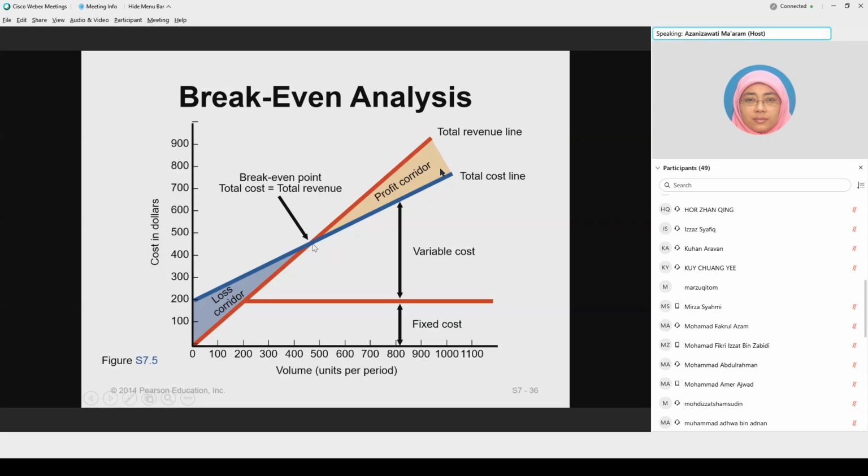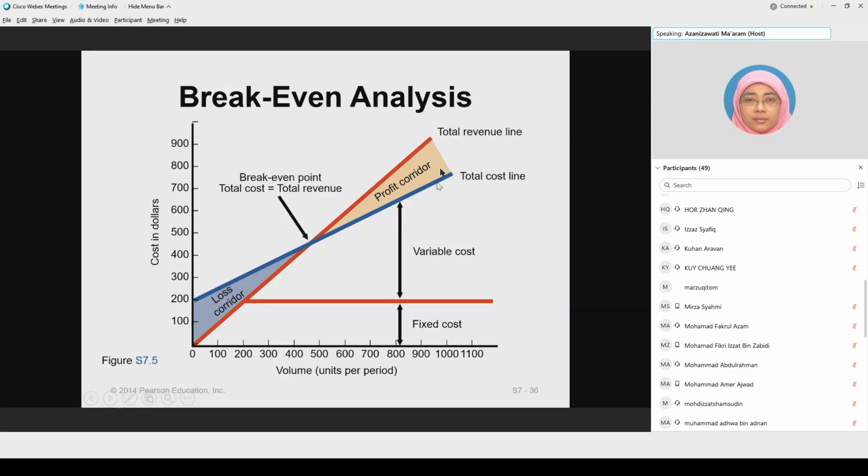So when you draw a line from this cross line, about 400 something, before 500, that is the point when you reach the volume at 400 something. It means that is the starting point the company will receive profit afterwards. That's why we have here the profit corridor, because starting from this volume, the company will receive the profit.